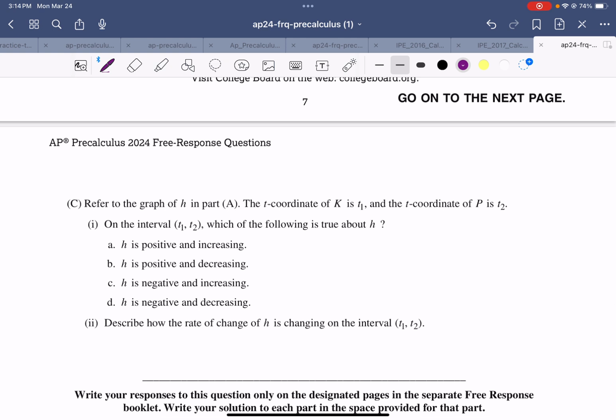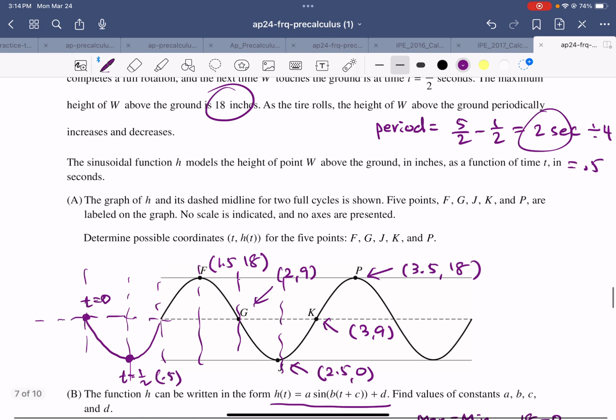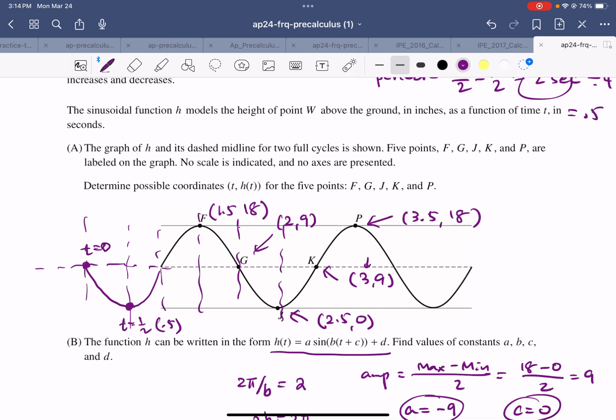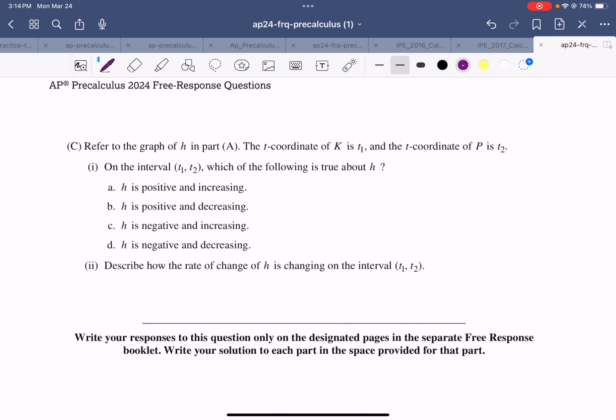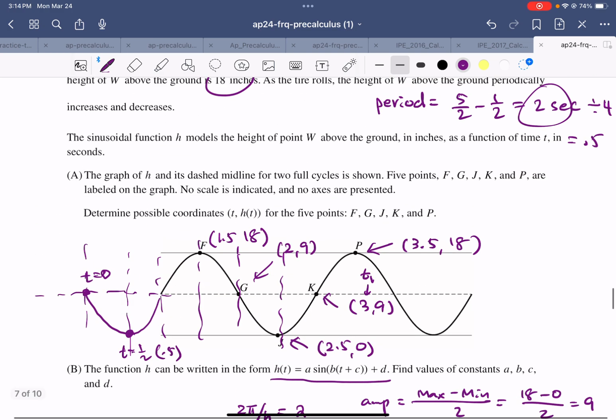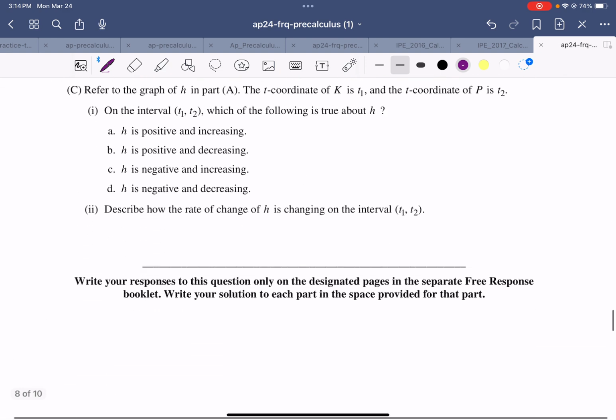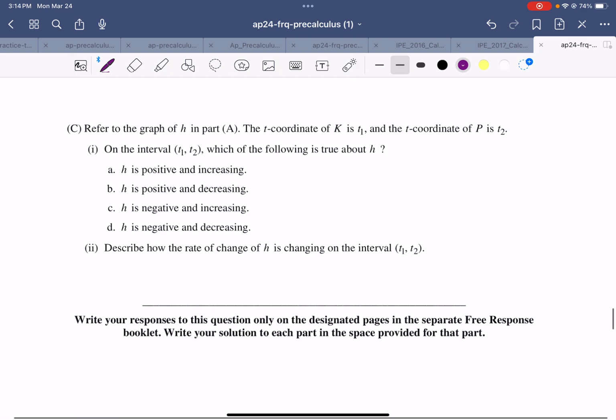Refer to the graph of H in part A. The T coordinate of point K is T1. Okay, so where's the K? So this one, right? So this is T1, and the T coordinate of the P is T2. So this is T2 here, right? This one, T1 and T2, like that, K and P.